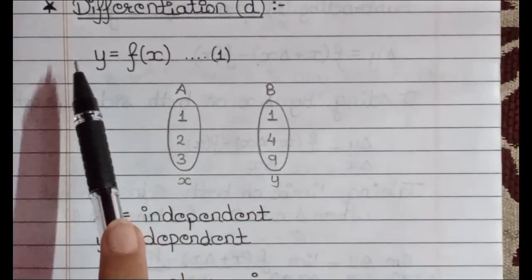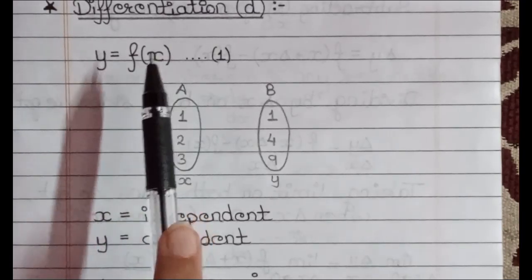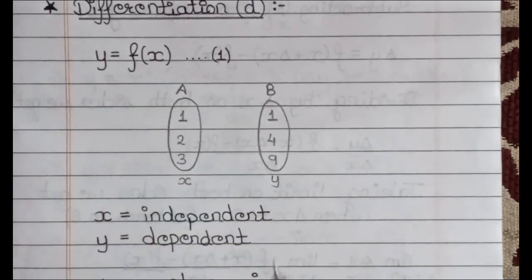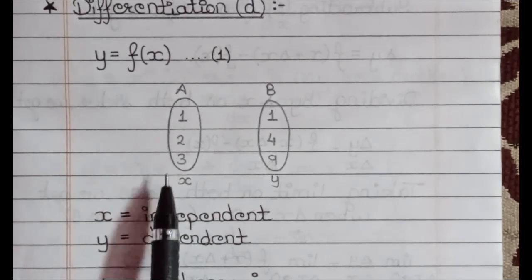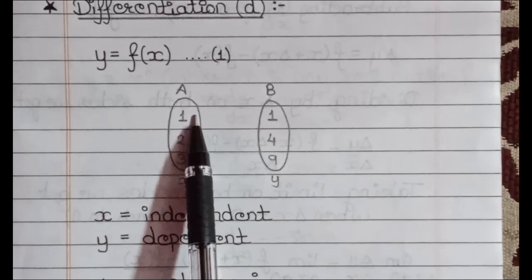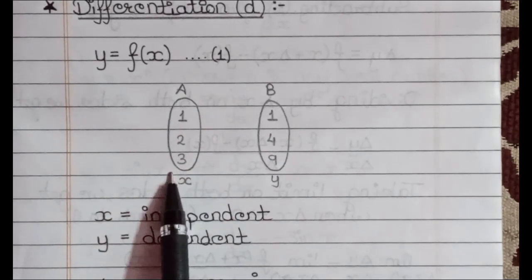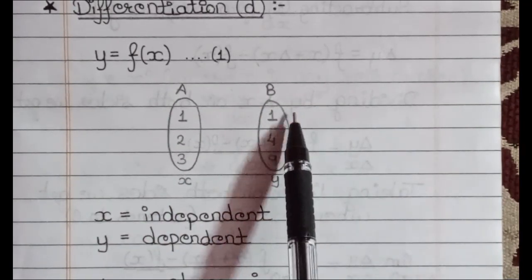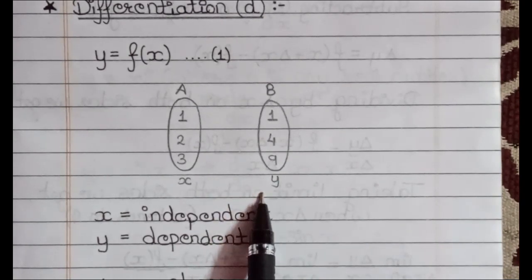So, we have an equation y is equal to f(x). Here, y is a function of x. If we take an example, let's say this is set A and this is set B. Set A consists of three elements 1, 2 and 3, and these are values of x. The B set consists of other three elements 1, 4 and 9, and these are y values.